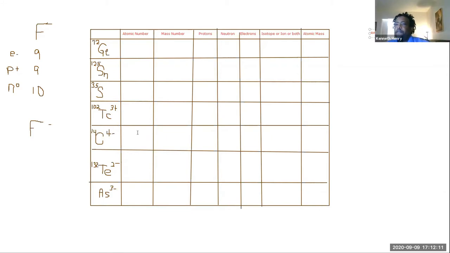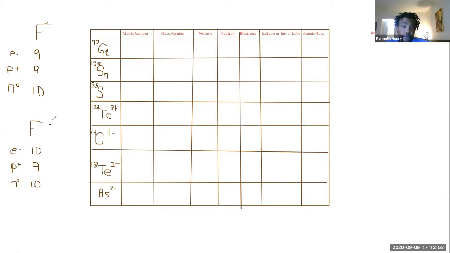Okay. So if I have F minus, that means that I've gained a single electron. So now instead of having 9 electrons, I have 10 electrons. So let's write this. My protons stay the same because the proton is always going to define the atom. So there's going to be 9 protons. And my neutrons are going to stay the same. So the only thing that's changing is the number of electrons, okay?